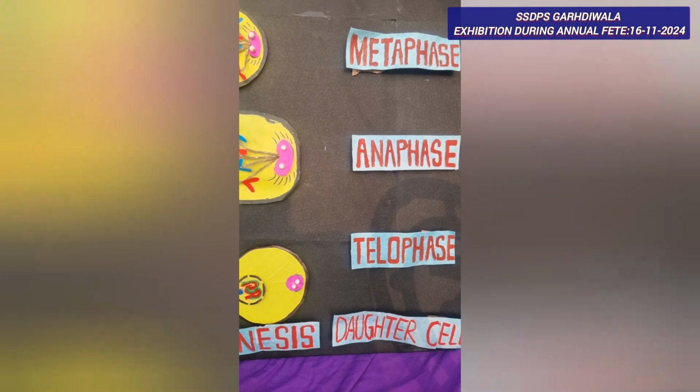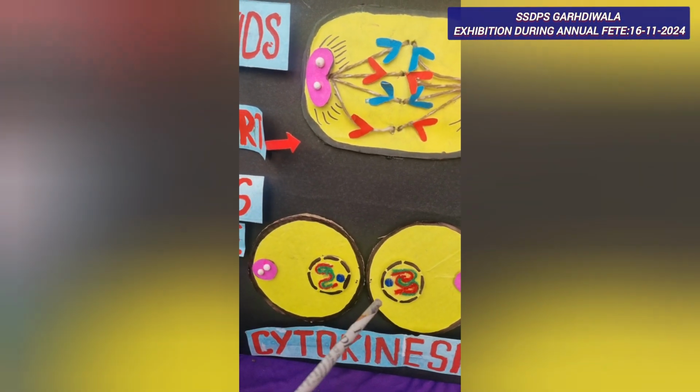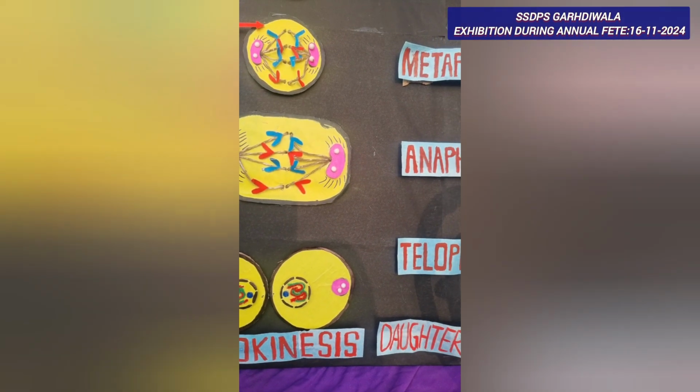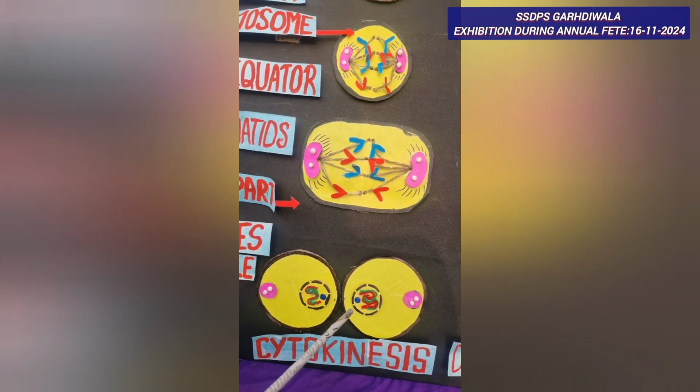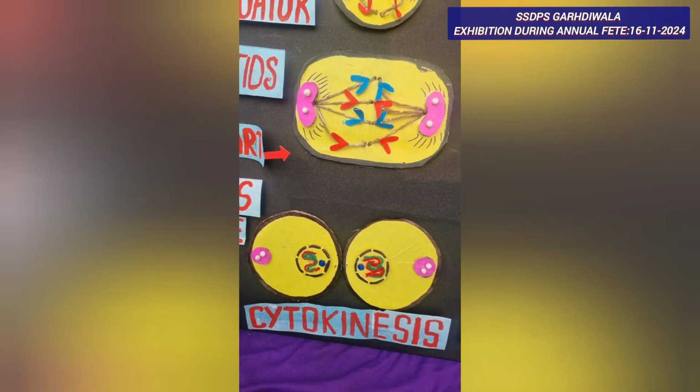Here you can see that each organelle is reforming. Each organelle has its own nuclear envelope. During this process of cytokinesis, the cytoplasm will be distributed equally and hence 2 new individual daughter cells will form.